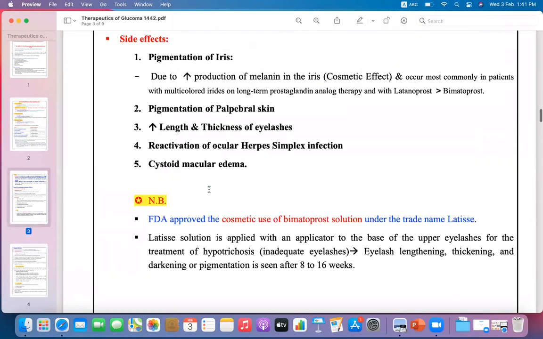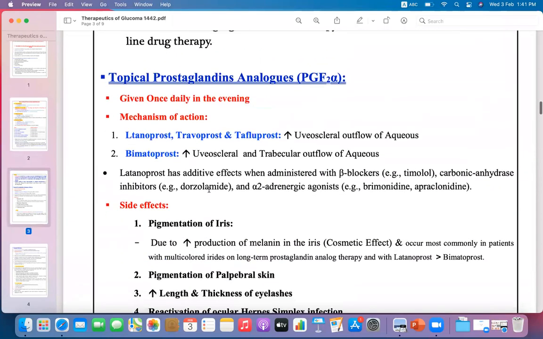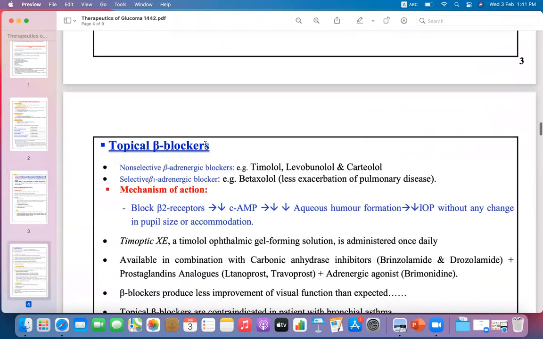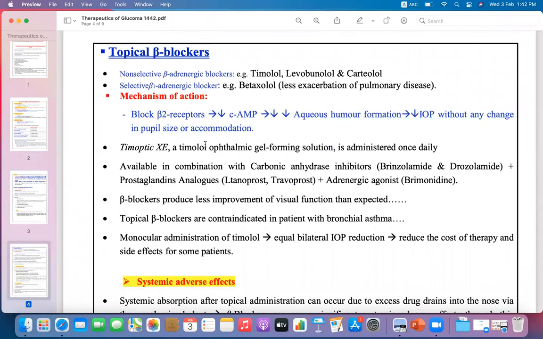So this is about the topical prostaglandin analogs: latanoprost, travoprost, and tafluprost. Next one is topical beta blockers. Now we have timolol, which is a non-selective beta adrenergic blocker. So it will act on beta 1 and beta 2 receptors.